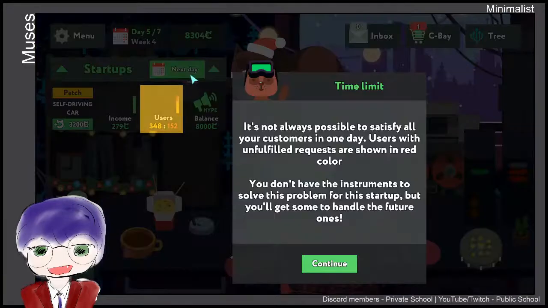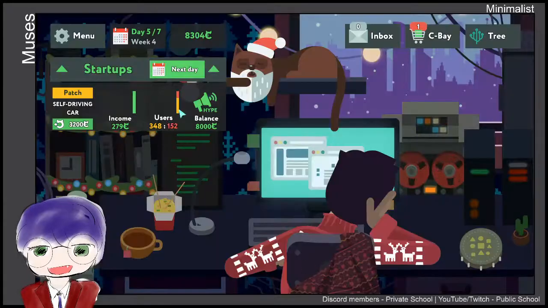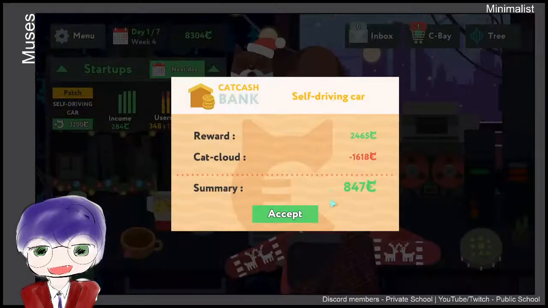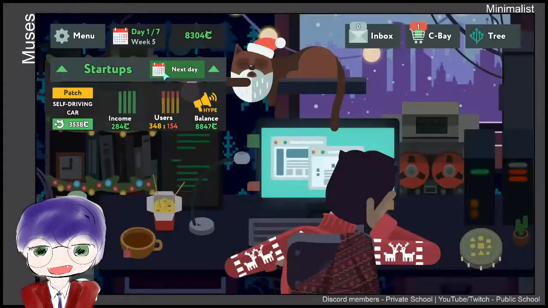Oh, right, we're supposed to go next. All your customers usually are shown in red color. Solve this problem for this startup. Okay. Yeah, so that's load balancing. Let's see. Okay. We're using a lot of cat cloud for that. That's okay.